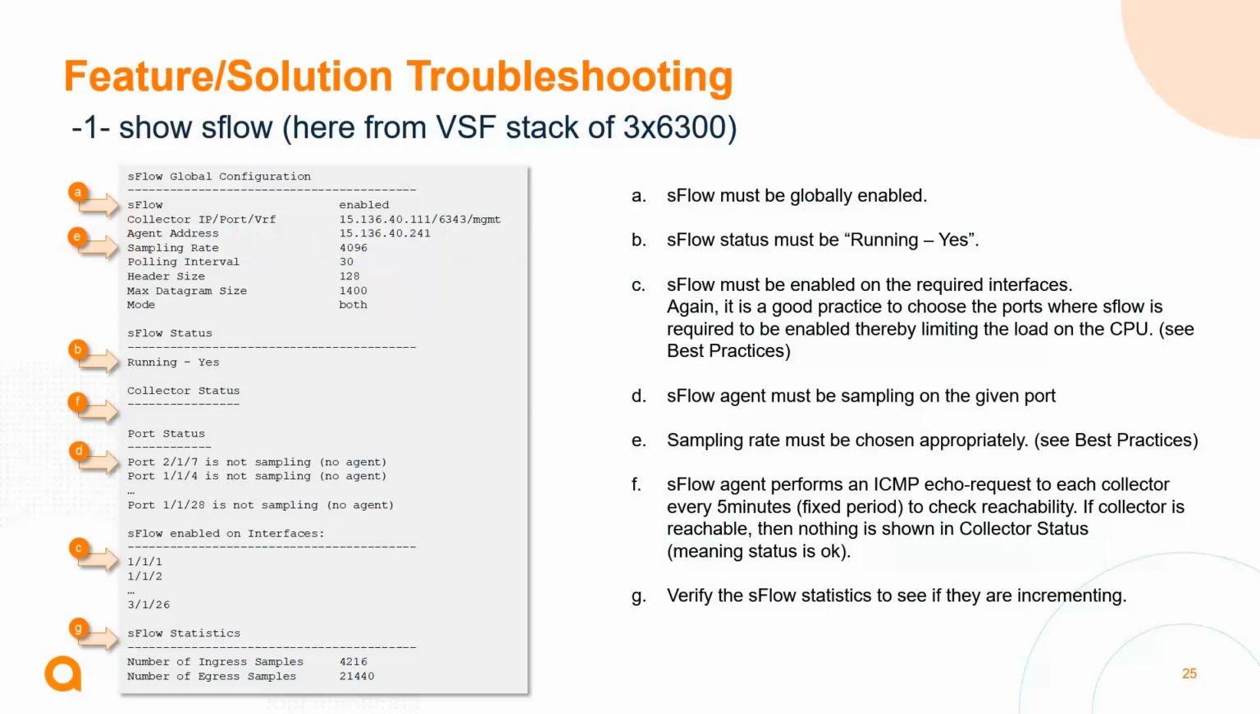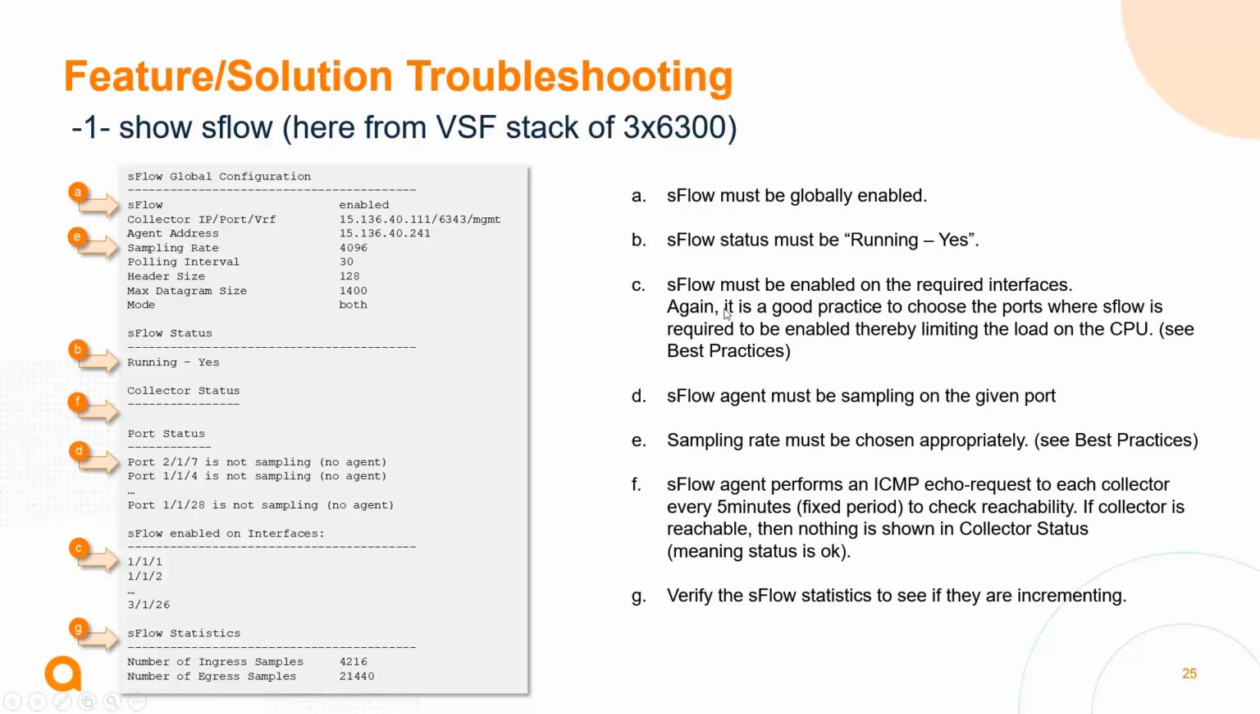Let's go into the troubleshooting section. So first of all, the show S-Flow. We have here an example for a stack of 6300. So we have the ability to check if S-Flow is enabled. This is the first thing that you would need to check, if the status of S-Flow is running. This is in step B here.